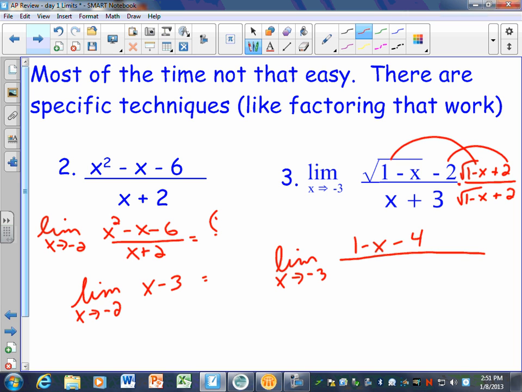On the bottom, do not multiply anything out, because the whole idea is we want this x plus 3 to cancel out at some point. Right? Just leave it like that.